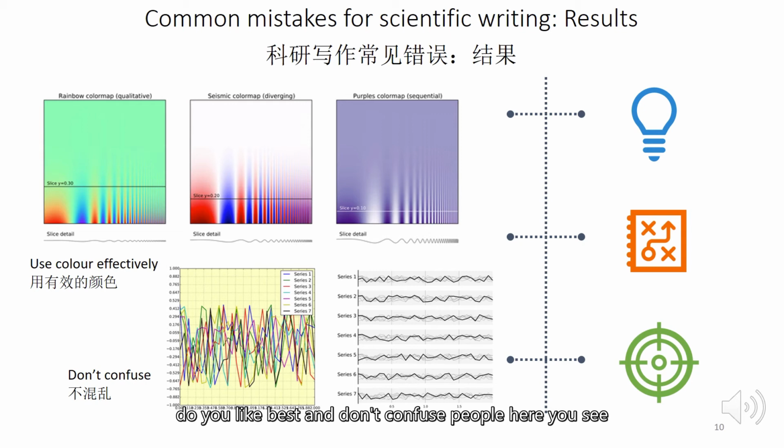And don't confuse people. Here you see the same data, a series of 7 data series presented in a confusing way and presented in a clearer and easier to understand way. Don't make these kinds of common mistakes, confusing with colors, confusing with the way you present your data series. Software is important. Make sure you are able to make consistently good, clear, unambiguous figures when putting your work together and selling it to journals.